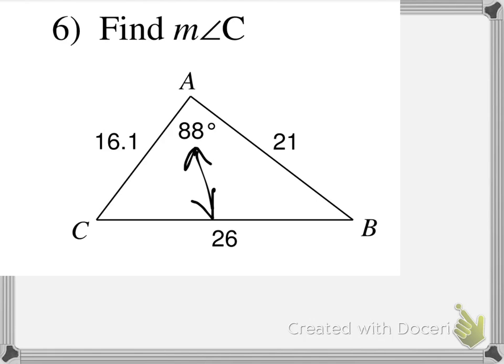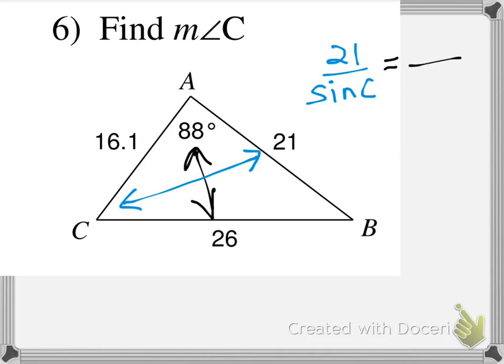I see an opposite relationship here. I'm trying to find angle C, and that's opposite of 21. So we will say that 21, and this time we have sides and we're looking for an angle. We talked about how we set those up a little differently when we solve them with the calculator. Sine C, and that will be angle C, is going to be equal to, and we'll use the 26 over the sine of 88 degrees.